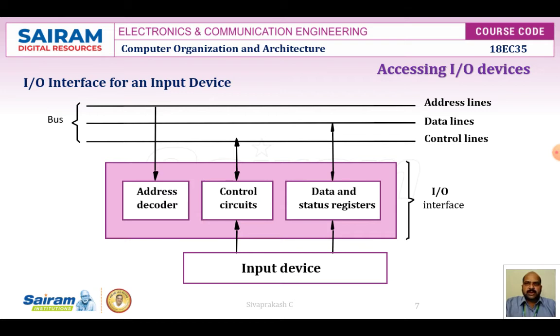One is going to be called data in and the second is going to be called data out. Let us see about those things. As I have said, three buses are going to be present: one for address lines, one for data lines, and one for control lines. And this is going to be an IO interface consisting of an input device which communicates with these buses through the address decoder, control circuit, and data and status registers.